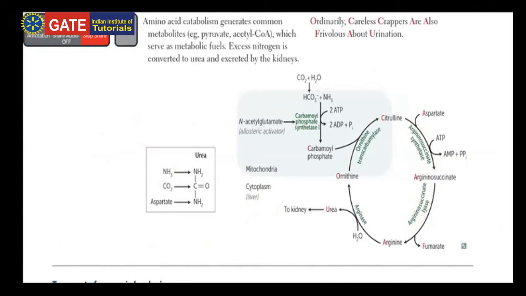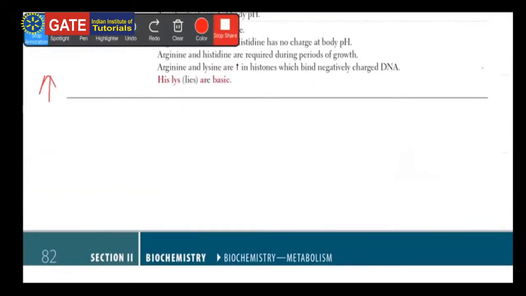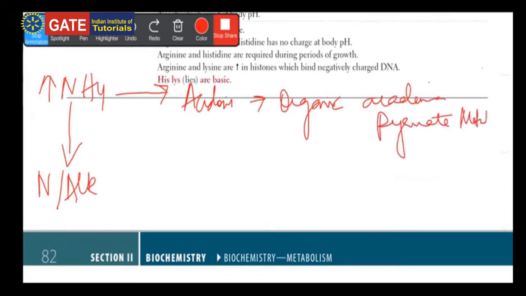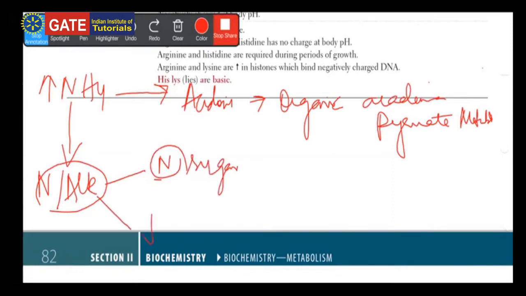I think I will make a tabular column for that so that you guys can understand it. So first we are having a hyperammonemia. This hyperammonemia can either be with acidosis, or it can be of normal pH or alkalosis. Now, if it is going to be acidosis, then you have to think about organic acidemia or your pyruvate metabolism. If it is going to be normal pH or alkalosis, then you have to see the sugar, whether the sugar is normal, that is normoglycemia, or it is hypoglycemia and hypoketosis.